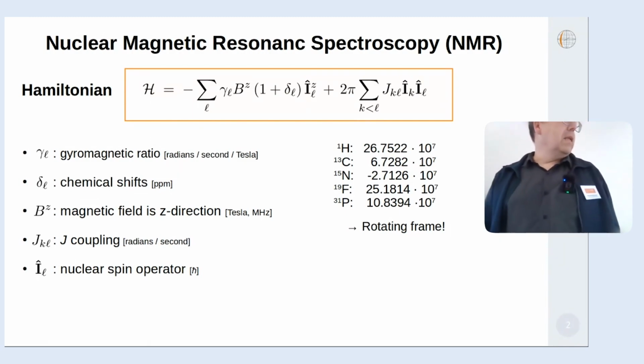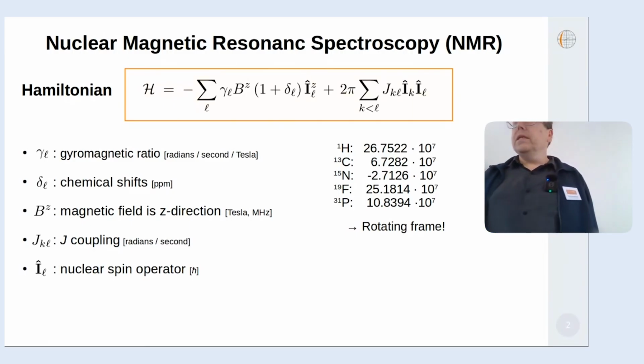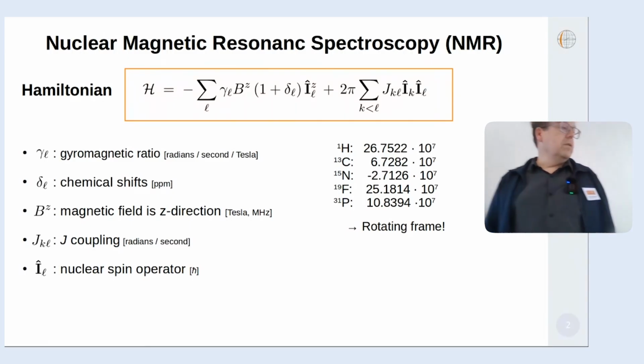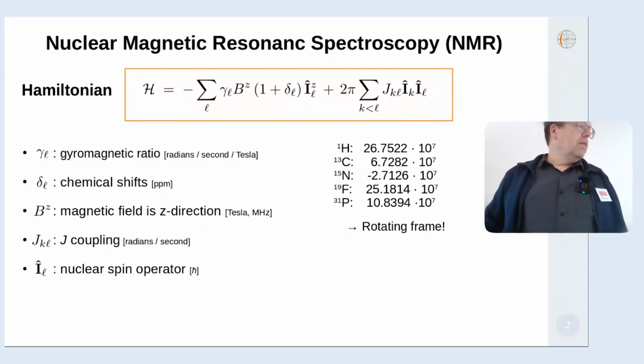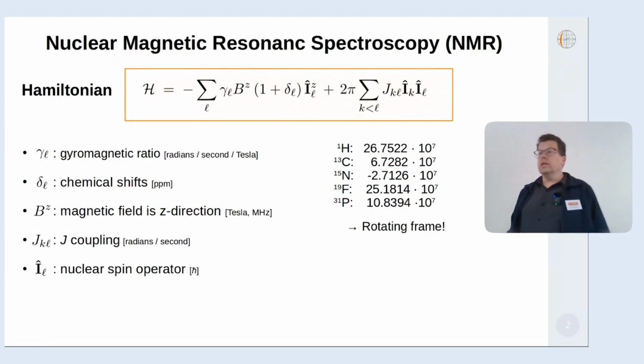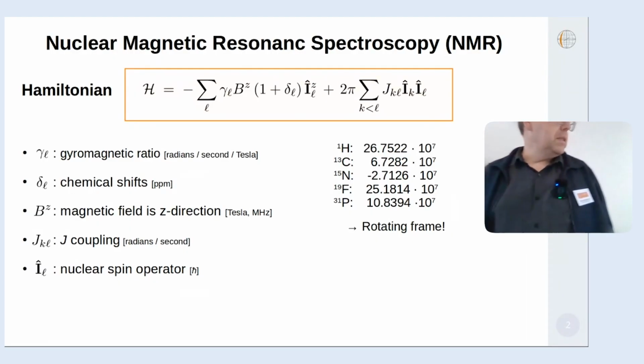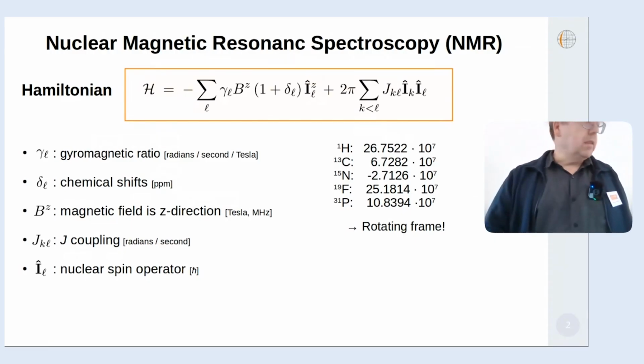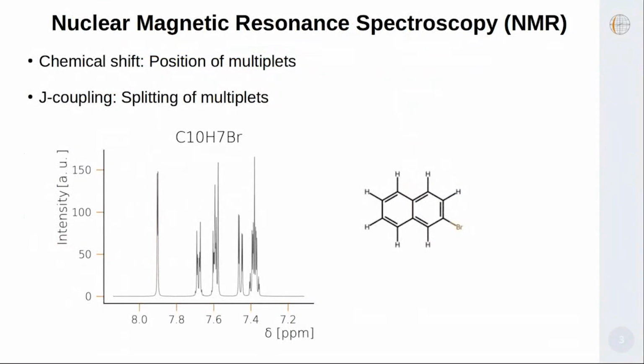Then we have this delta L, the chemical shifts. Those are basically the differences we have for the different nuclei if we have different chemical environment. And finally, we have this JKL, which are the coupling between the spins. And we already had that in the last presentation. And well, that's how it looks like. We have peaks. The peak positions in principle give you the chemical shifts, and the multiplets are the J couplings. Of course, things get more complicated if the multiplets overlap, which you typically will have in a low field spectrometer.